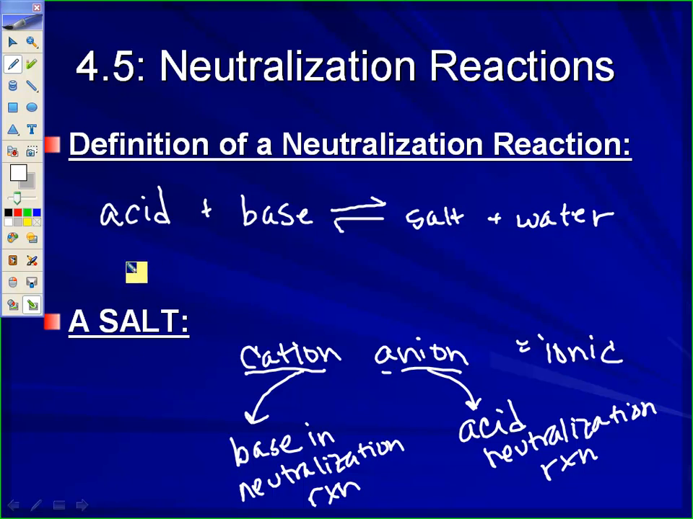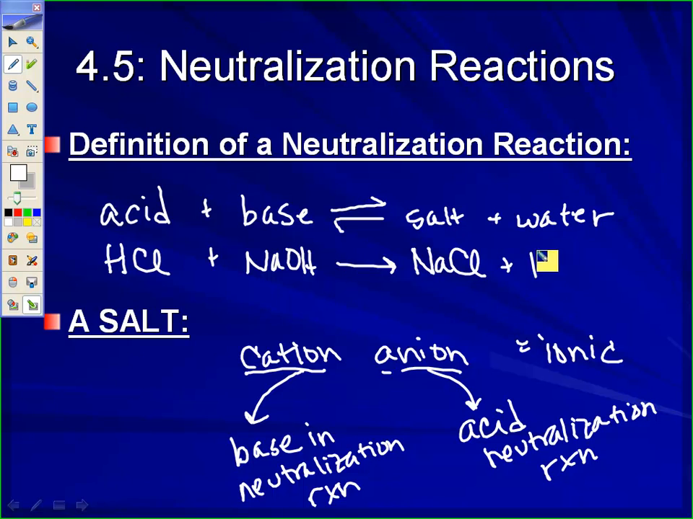If I was going to do a quick example here, if I did a strong acid and a strong base, I could use hydrochloric acid plus sodium hydroxide. My salt, this is a double replacement, my salt would be sodium chloride plus HOH, water. So you can see the sodium comes from my base, NaOH, and my chloride comes from my acid, HCl. So the cation in a neutralization reaction's salt is going to be from the base. The anion is going to come from the acid, and that's important to know as we go and discuss what's coming next.